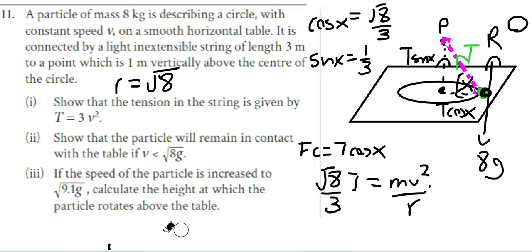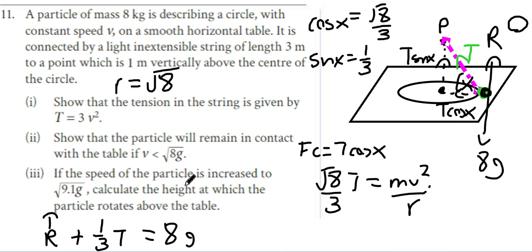Up versus down. Okay, who's going up? R's going up. Anybody else going up? T sine x, otherwise known as 1/3 T. Okay, so we're very much getting a rhythm on these ones. And then what does that equal? mg? 8g, yeah. M is actually 8.